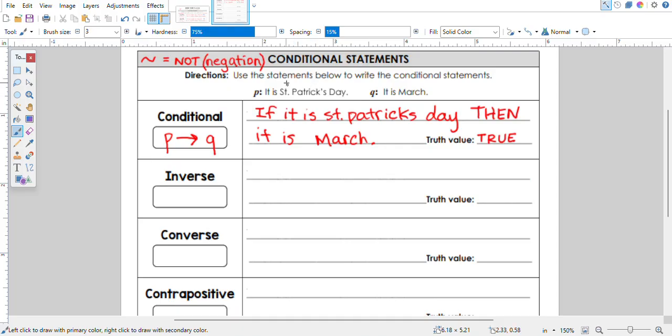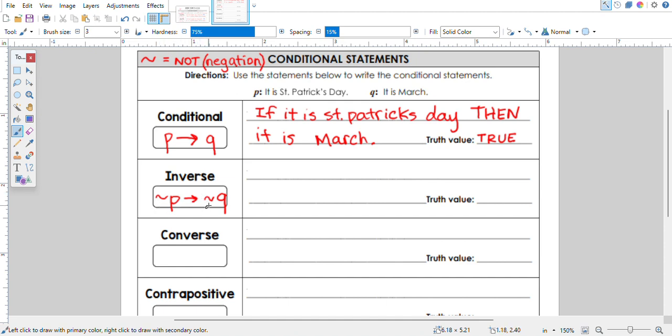Conditional statements are, as they say, conditional. The condition that we are in matters. It is St. Patrick's Day. That is a day that is in March. So it being March is true. We have the inverse now. The inverse says not P, then not Q. It's the opposite. Remember, inverse is the opposite.